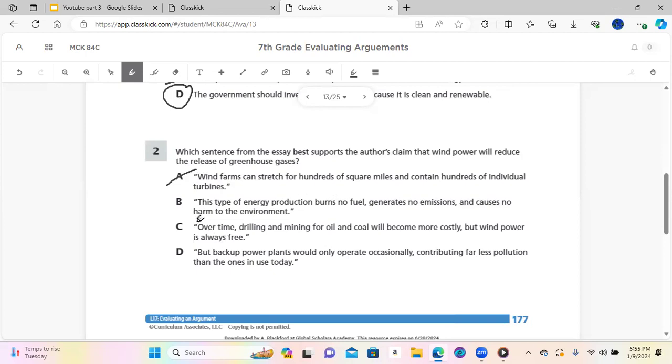But let us look at all the options to ensure that we're selecting the most suitable one. C, yes, over time, drilling and mining for oil and coal will become more costly, but wind power is always free. Is that correct? So that one is also incorrect because it only tells why wind power is more cost effective. Okay, so D, but backup power plants would only operate occasionally, contributing far less pollution than the ones in use today. So choice D is also incorrect. Less use of backup power plants would reduce emissions, but it doesn't describe how the use of wind power impacts greenhouse gases. So our most suitable answer is B.